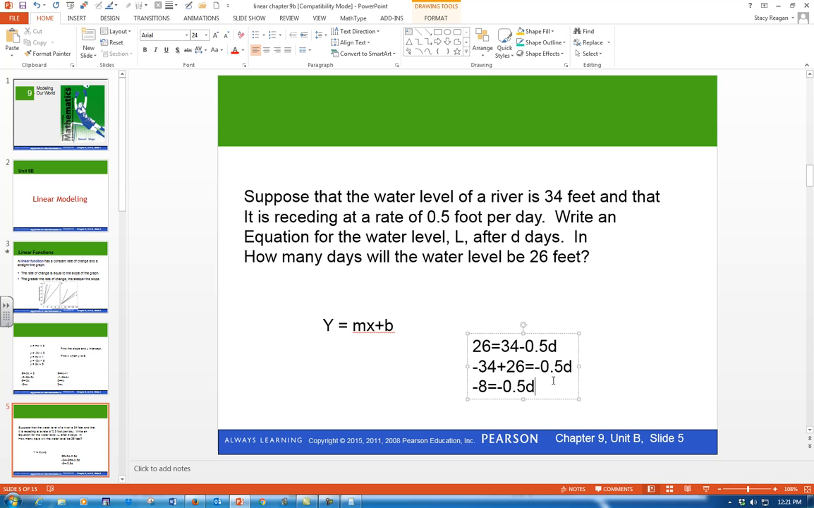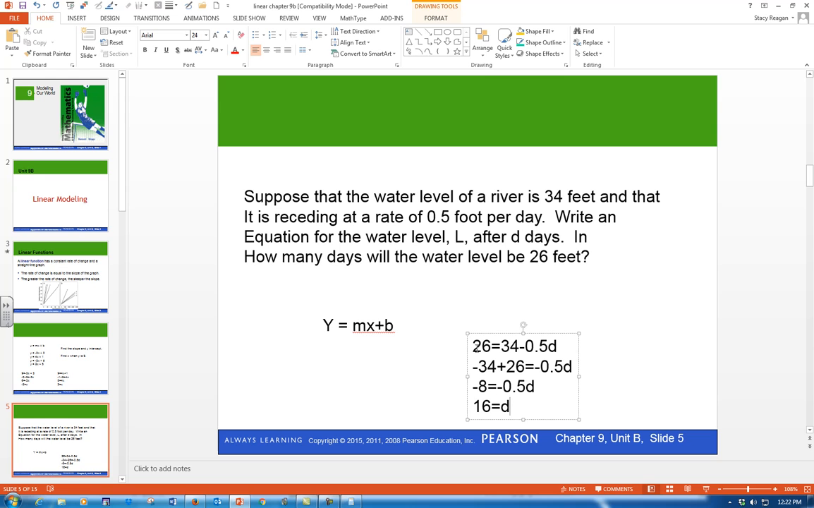And you would take your calculator and you would punch in minus 8 divided by negative 0.5. So if we're dividing by 0.5, that's the same thing as multiplying by 2. Again, if you do it on your calculator, you won't have a problem. So my answer would be 16 days.